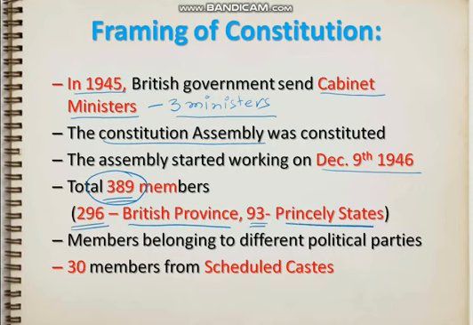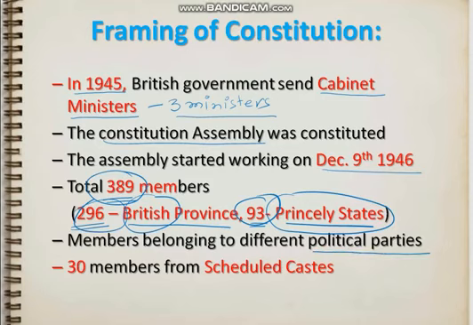Now we need to remember that at that time India was divided mainly into 2 parts. One belonging to the Britishers and the second part which was the princely states. So 296 members were from areas which belonged to Britishers, while 93 members were from the princely states. Members belonging to different political parties were also included.